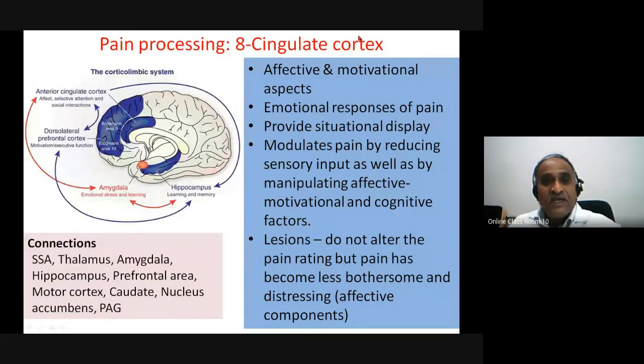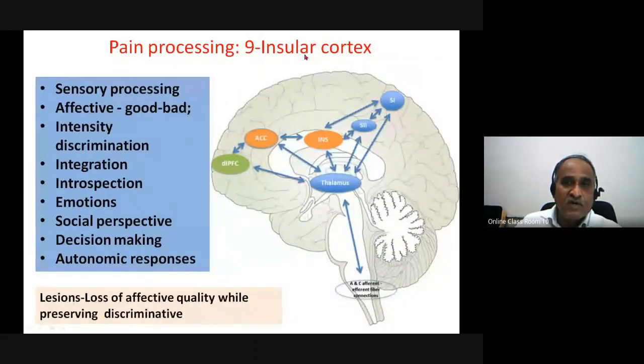Now, moving on to the cingulate. I have already discussed the cingulate cortex. Then move on to the insular cortex. The insular cortex, this is the insular cortex here.